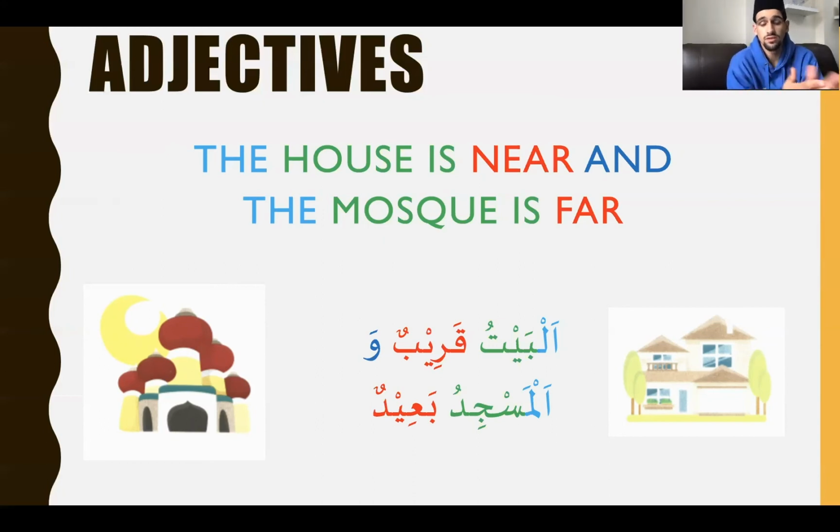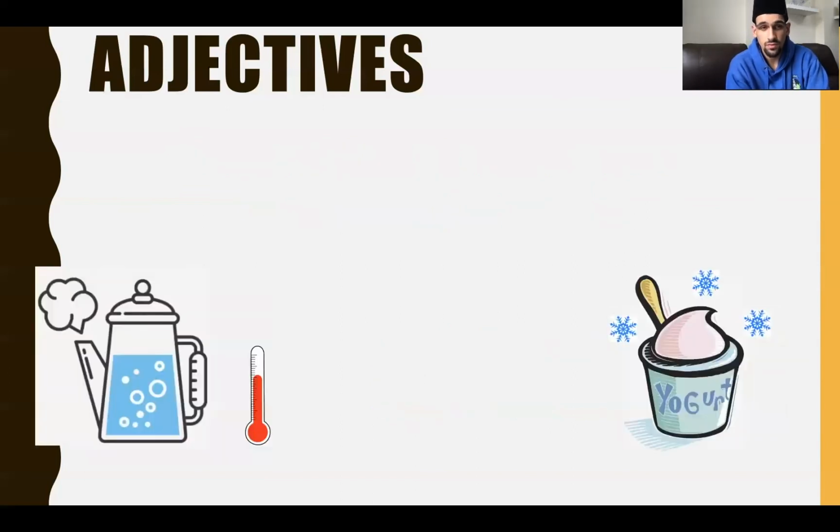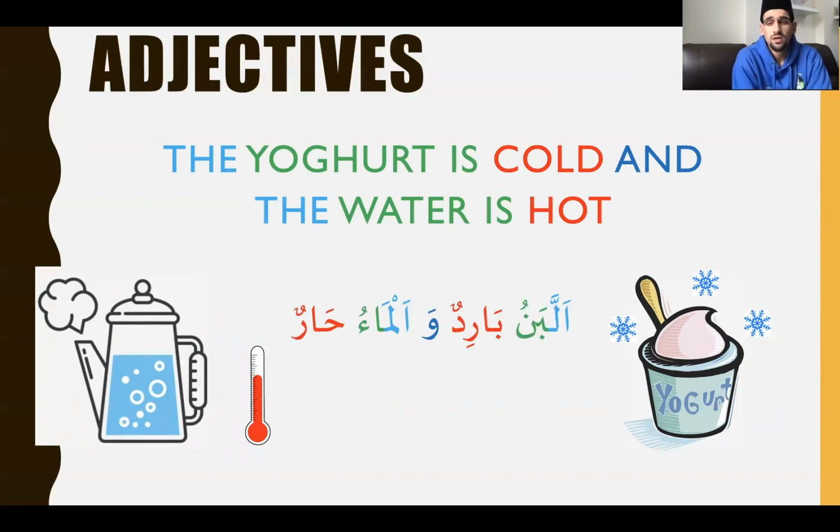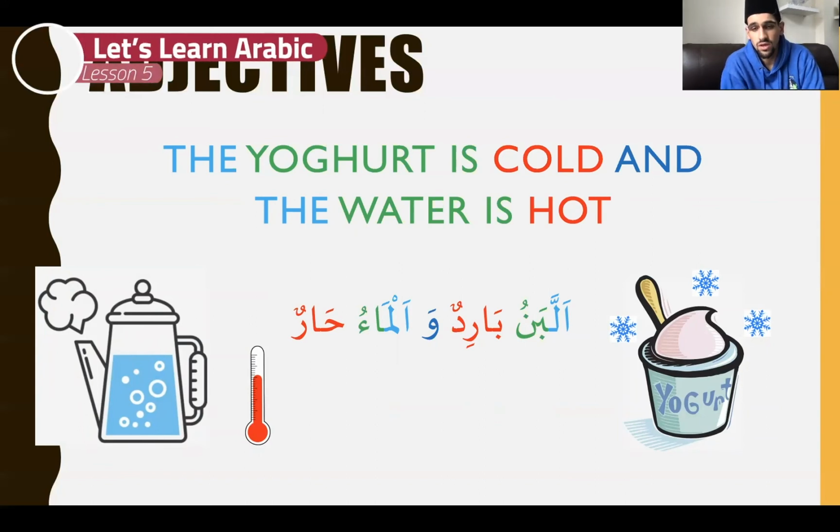So here again is another example. We're just trying to use the words that we are learning today and putting it all together with what we've already learned before. So a few more we'll do. The yogurt is cold and the water is hot. اللبن بارد والماء حار.